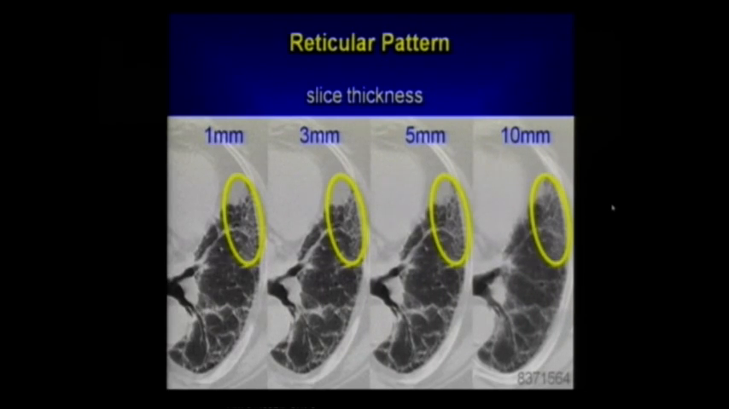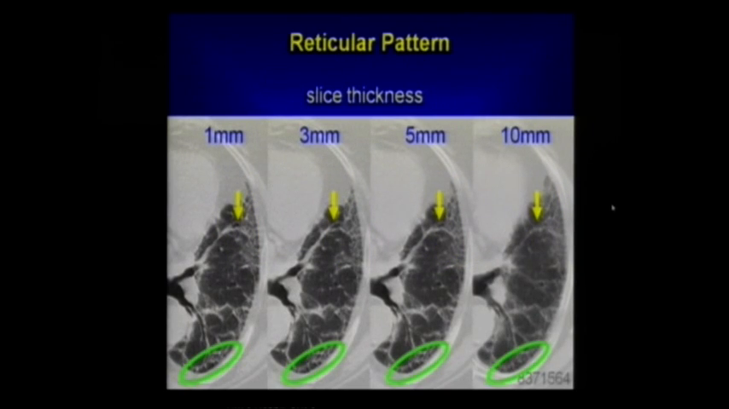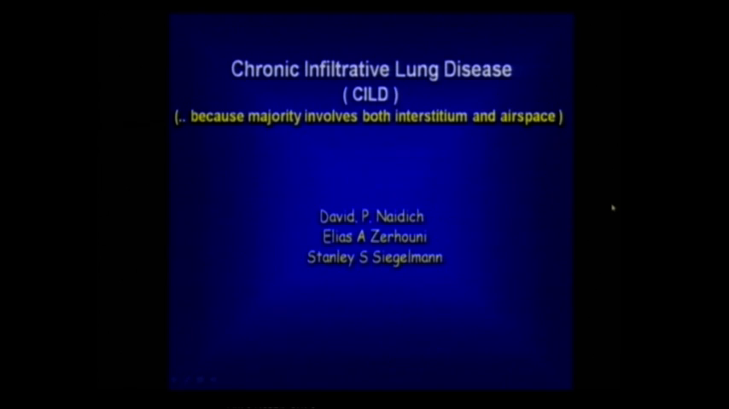Looking at 1 mm, now you know that what you see anteriorly is a small segment of traction bronchiectasis. Similarly, the posterior part also, that is traction bronchiectasis. Similarly, you identify a few areas of honeycombing posteriorly. So, this is the value of HRCT. Now, let us look at the terminology.